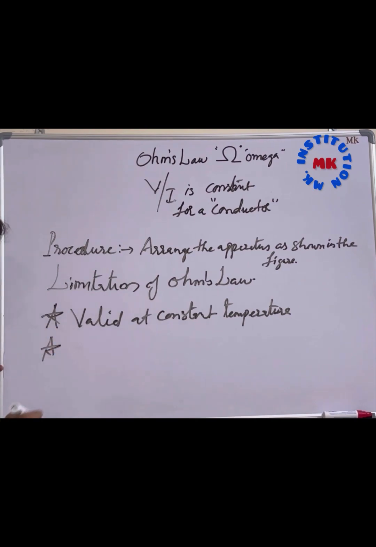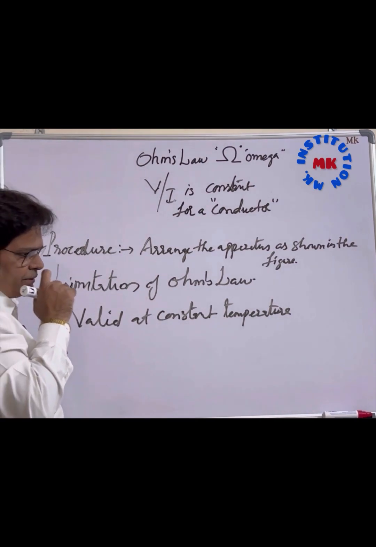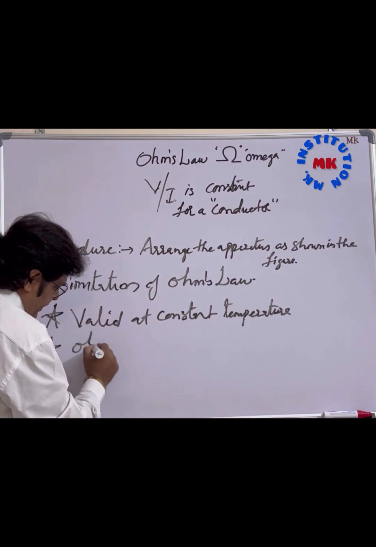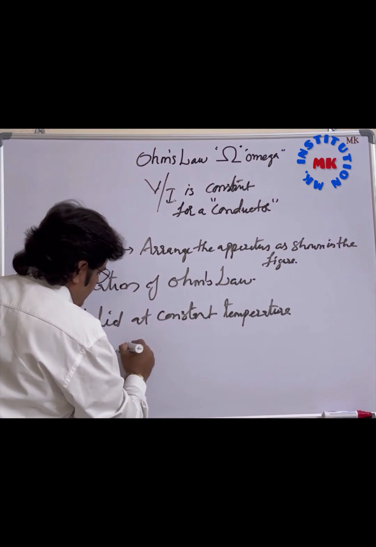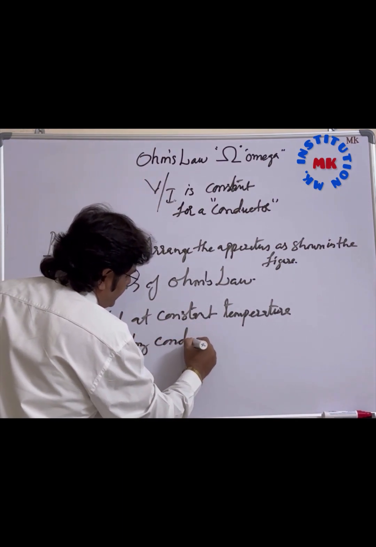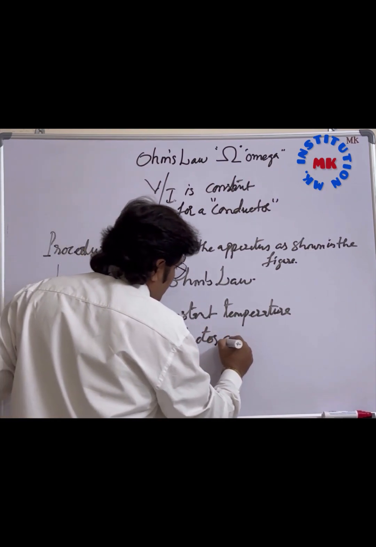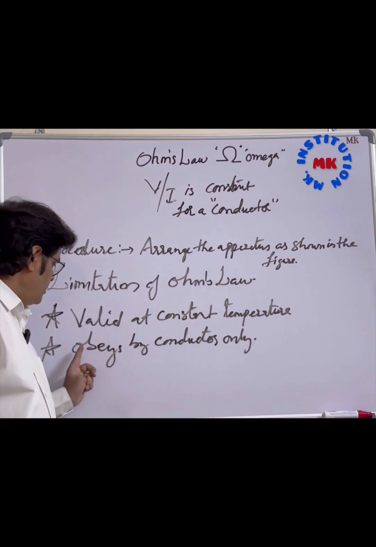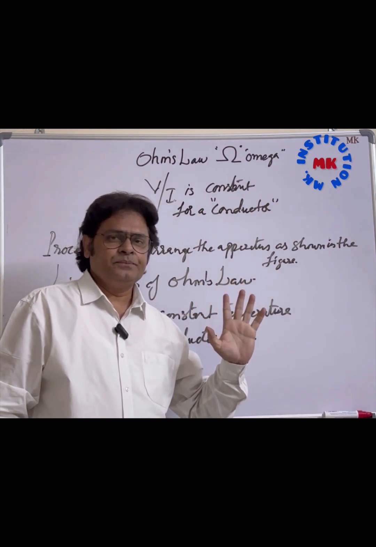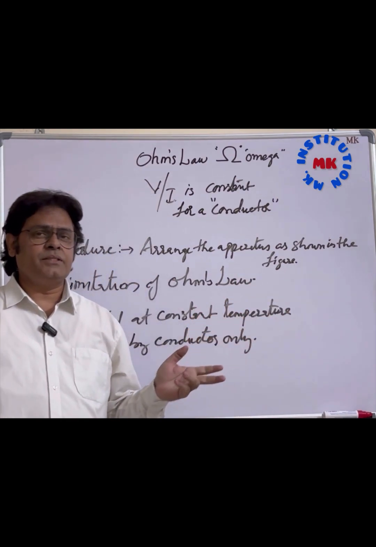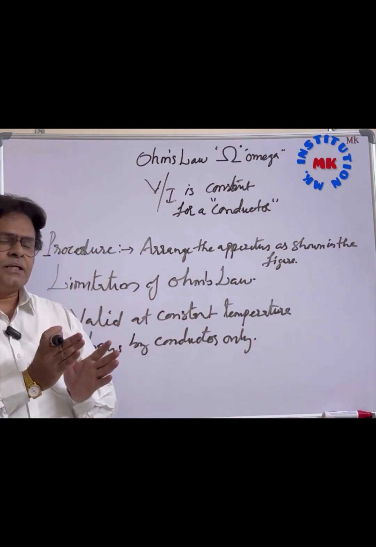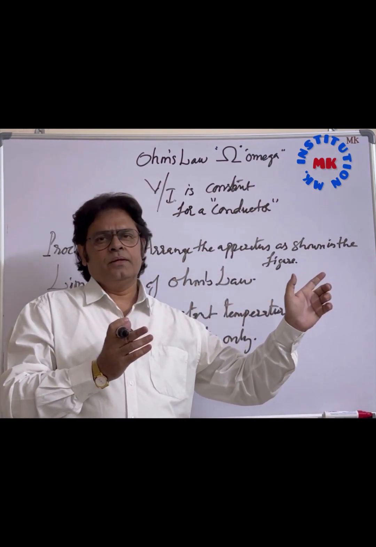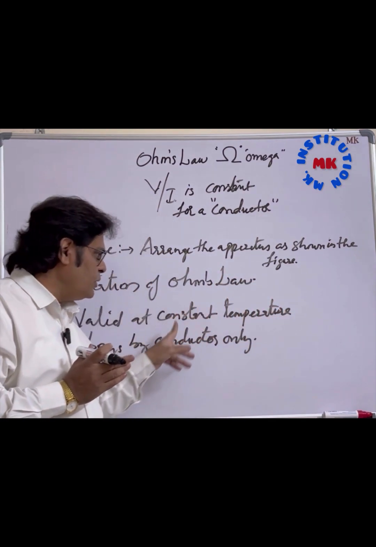Clear? Now, what is the next one? Okay, limitation. The next one: it obeys only for conductors. Conductors only, not semiconductors or gaseous conductors. It will not obey there. It obeys only for conductors, metals, especially metals. Copper is there, aluminum is there, silver is there, gold is there. These are the metals from where the electrons, the electric charges, can easily flow. Freely they can flow here. Clear? These are the two limitations.